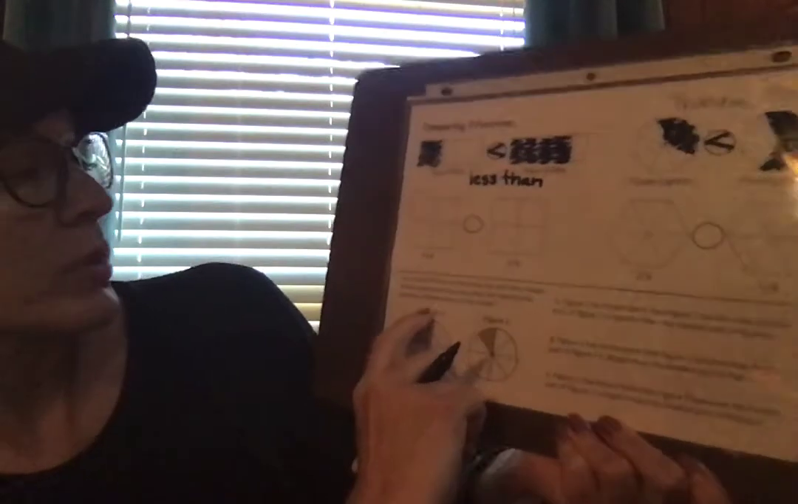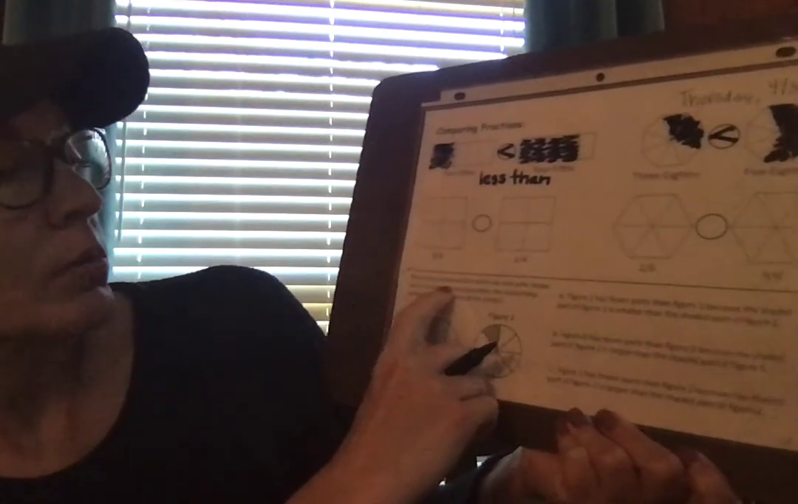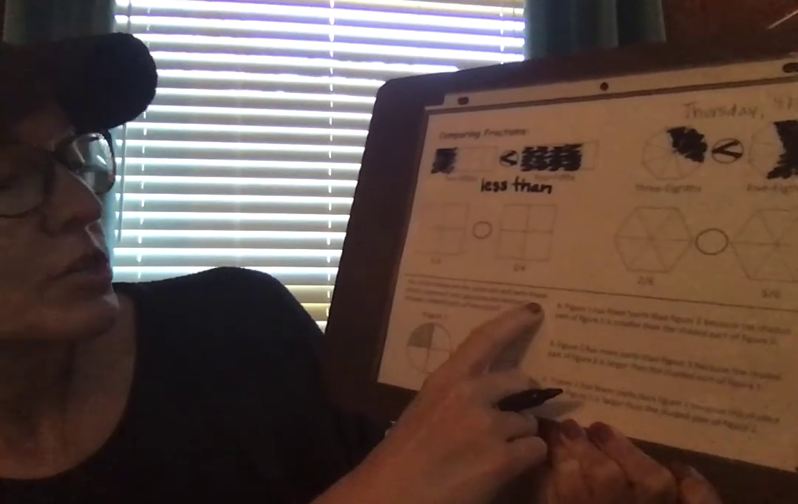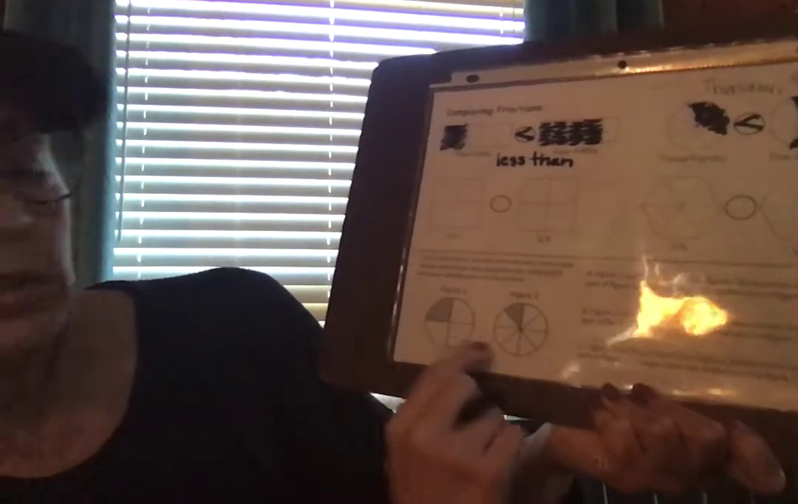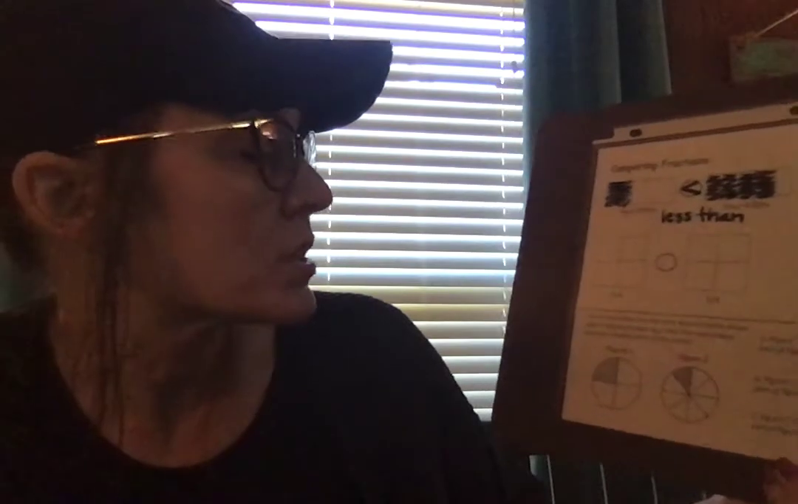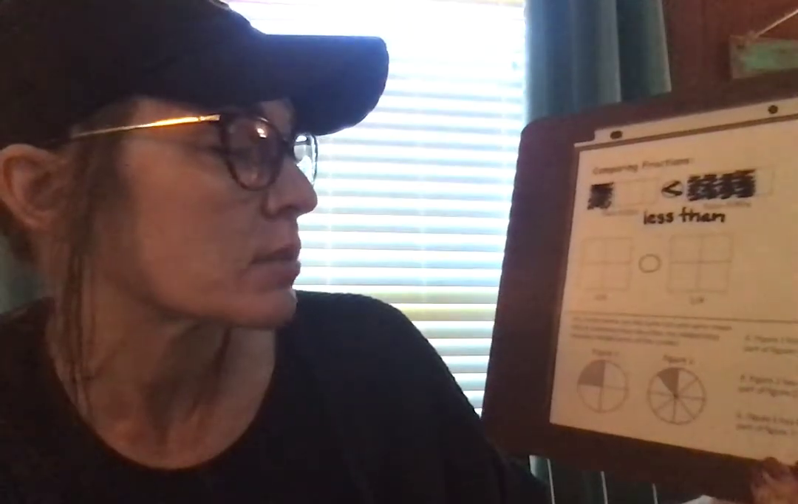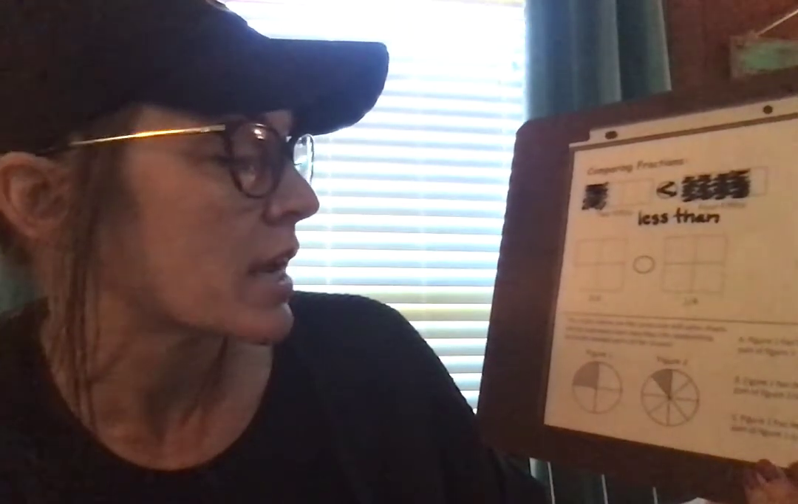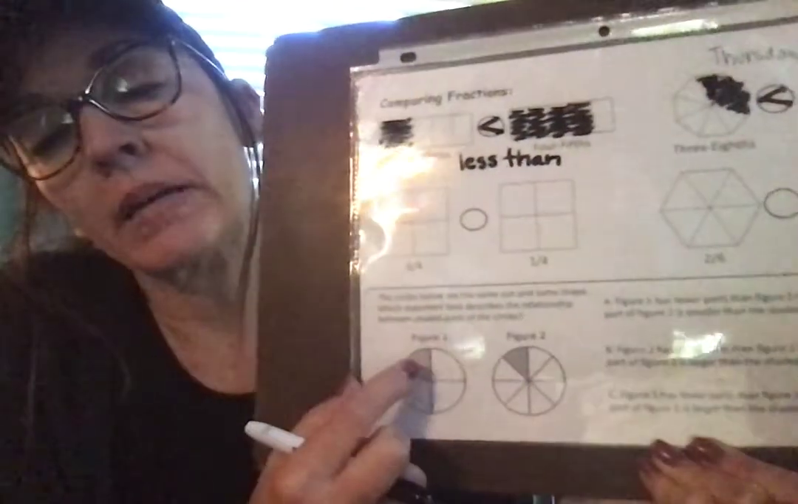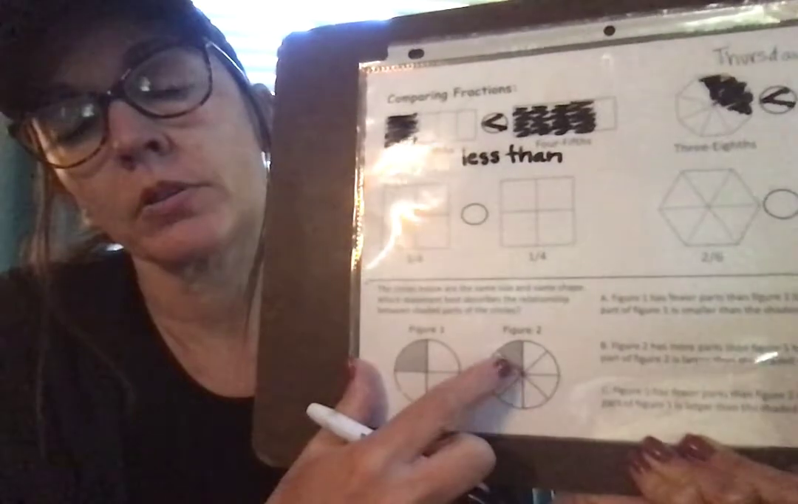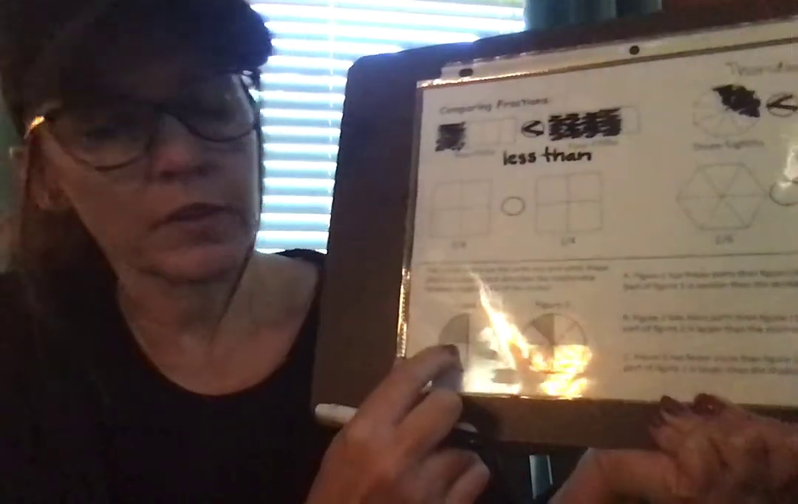All right, the final one says, the circles below are the same size and shape. Yeah, so figure 1 and figure 2 are exactly the same size and shape. Which statement best describes the relationship between shaded parts of the circles? So I'm going to be comparing the shaded part. So let's look at this first one, figure 1.